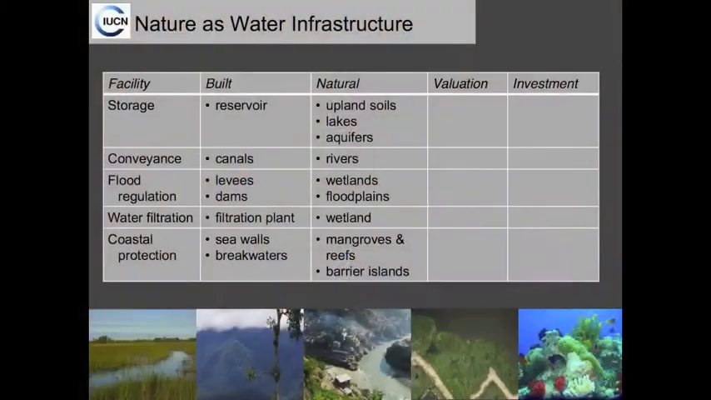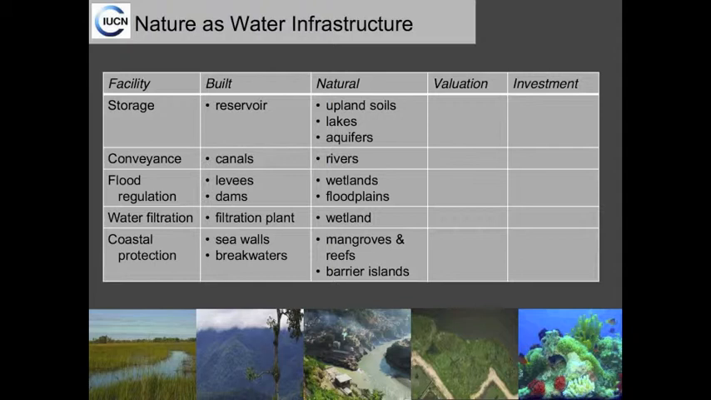So in the table you see here, there's a column on the left which says facility, but what we're getting at there is the kinds of functions you're after. So water storage, water conveyance, regulation of floods, filtration of water, etc. And we all know that there's a set of built infrastructure that we would invest in and build to achieve those kinds of facilities, so reservoirs and canals to move water around, and levees and dams to control floods, and filtration plants to clean up water, etc. And at the bottom on the coastal side too.